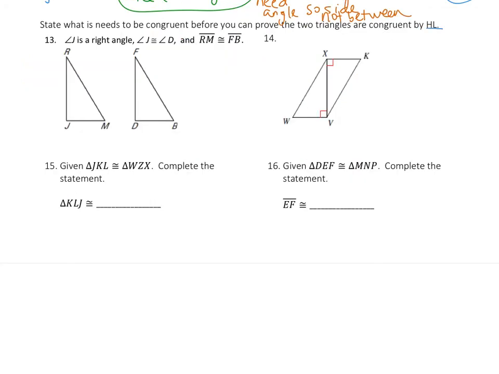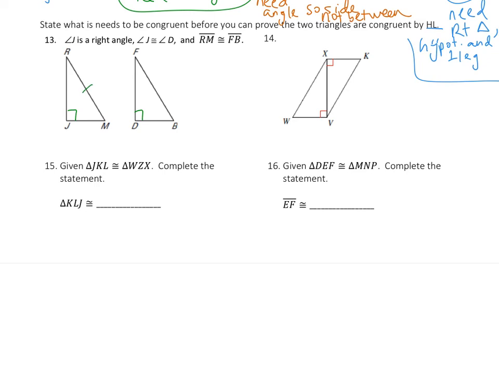On these last few, we need to prove that it is congruent by HL, so hypotenuse, leg. But remember, it needs to be a right triangle, and then you have a hypotenuse and one of the legs that will be congruent to each other. On 13, we say that J is a right angle and J and D are congruent. So that must mean that angle D is also a right angle. So we've got the right triangle.